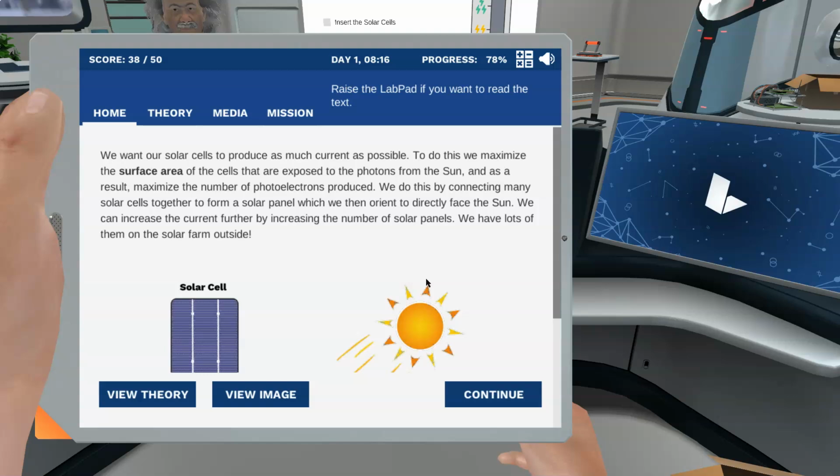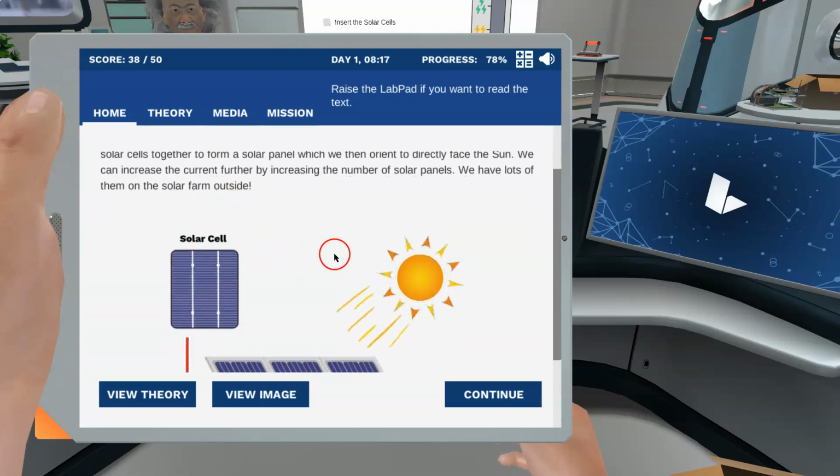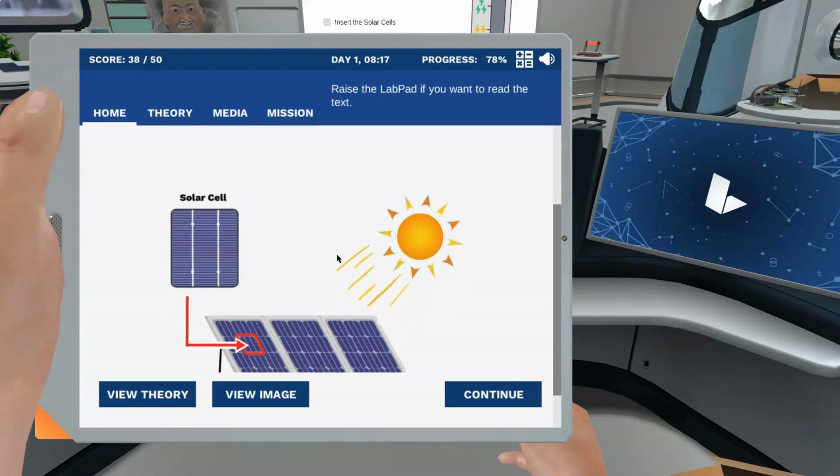To do this, we maximize the surface area of the cells that are exposed to the photons from the sun, and as a result, maximize the number of photoelectrons produced. We do this by connecting many solar cells together to form a solar panel which we then orient to directly face the sun. We can increase the current further by increasing the number of solar panels. We have lots of them on the solar farm outside.